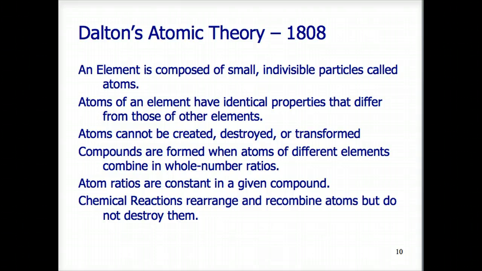Atoms cannot be created, destroyed, or transformed, but they can be combined with other atoms to form compounds. And this happens in whole number constant ratios. Carbon dioxide always has 1 carbon and 2 oxygens. Chemical reactions are what actually does this rearranging and recombining, but it never actually destroys the original atoms.